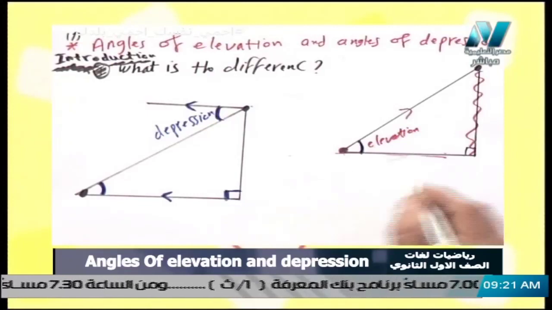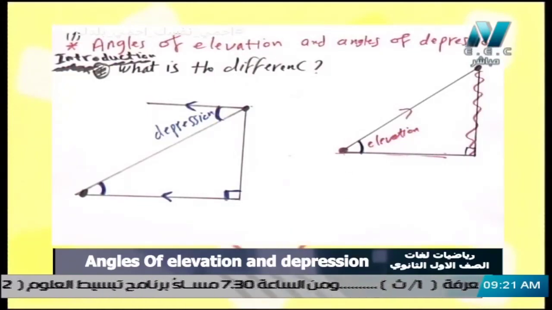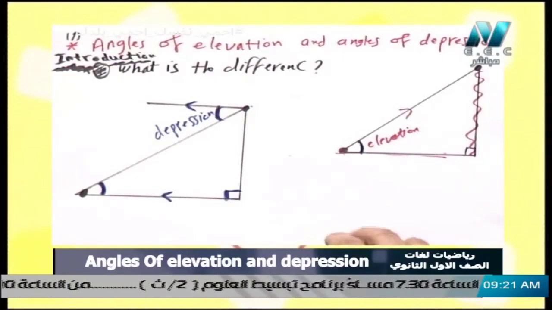And using the solving of right angle triangles, we will get the unknown which we want. We have an example directly.